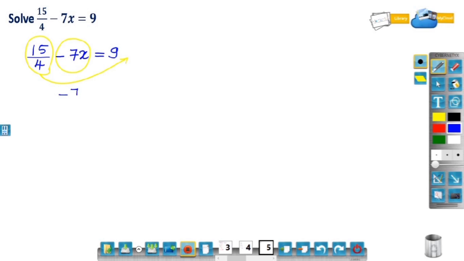Plus 15 by 4 minus 7x is equal to 9. Keep minus 7x on the left hand side. Move 15 by 4 to the RHS. So plus 15 by 4 becomes minus 15 by 4. Addition changes to subtraction. You have to look at the sign of 15 by 4 on the LHS. It is plus 15 by 4. It changes to minus 15 by 4.